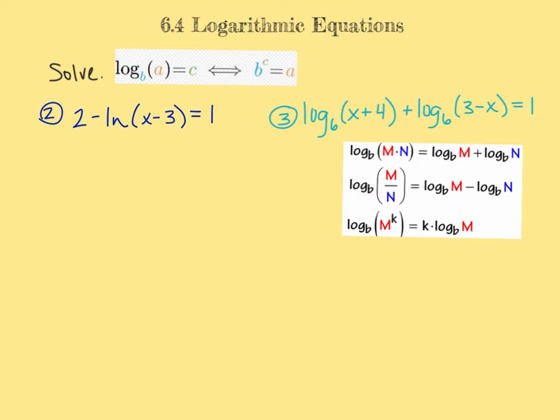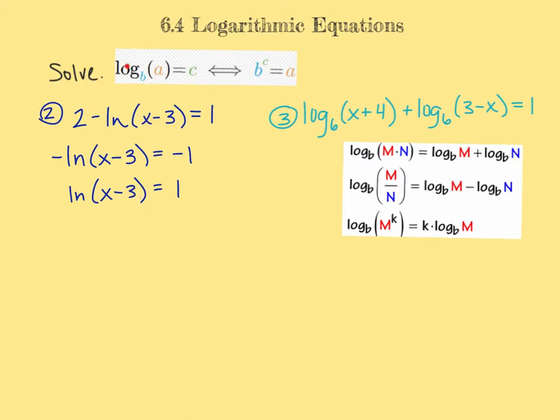I'm going to do that by subtracting 2. So we'll have negative the natural log of x minus 3 equals negative 1. And after that, I want to divide both sides by negative 1, so I can isolate the log. So the natural log of x minus 3 equals 1. So I isolated the logarithm. We only had one logarithm.